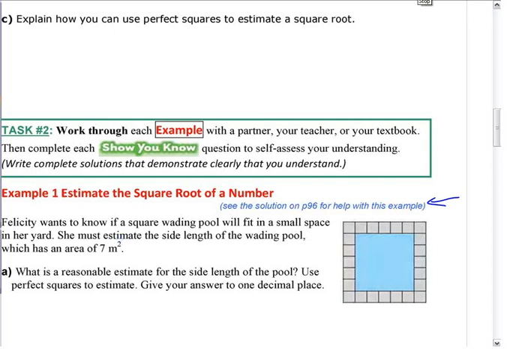Okay? You got half an hour to get most of this section done. I really think we can do it, unless we just sit there. Okay?